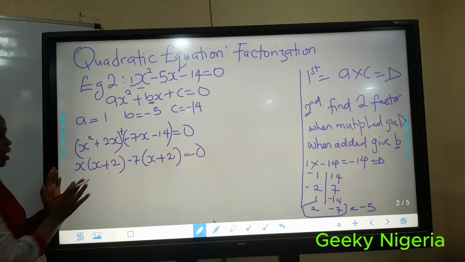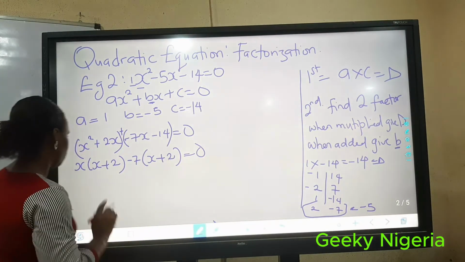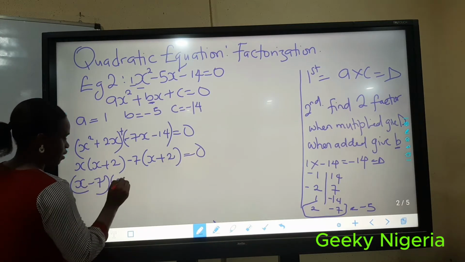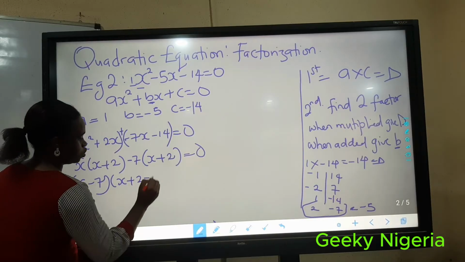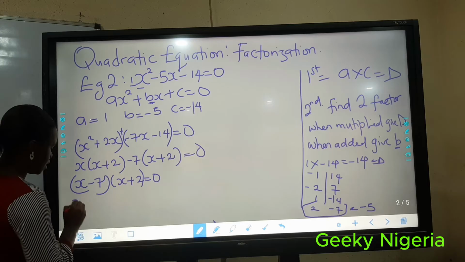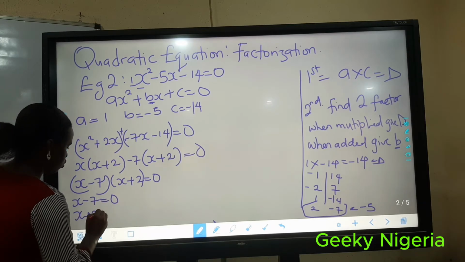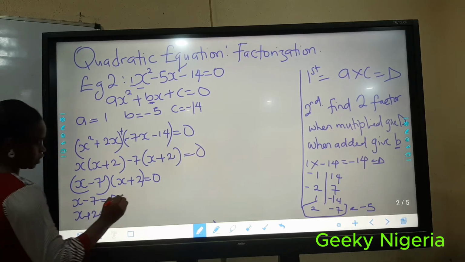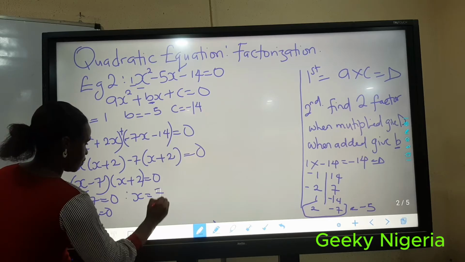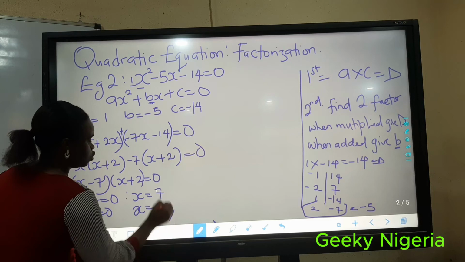Once you have the same thing in both brackets, you know you're heading in the right direction. So you have (x minus 7)(x plus 2) equal to 0. Now you have x minus 7 equals 0 and x plus 2 equals 0. For the first one, x minus 7 equals 0 means x is equal to 7. And here x is equal to minus 2. So these are the two solutions.